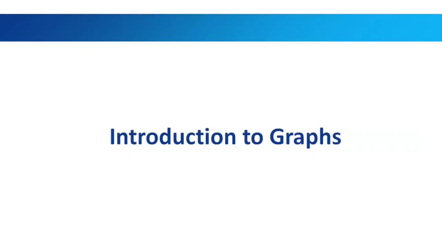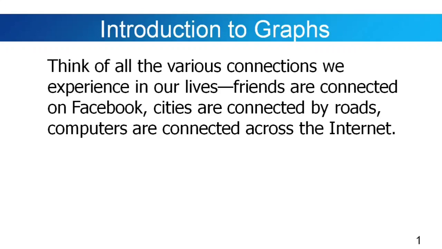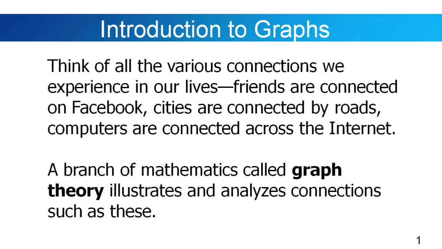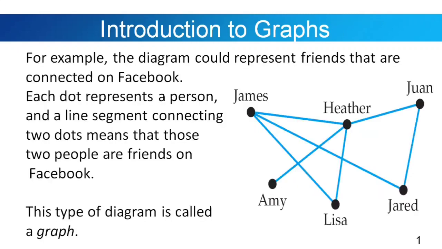Introduction to graphs. Think of all the various connections we experience in our lives. For instance, friends are connected on Facebook, cities are connected by roads, computers are connected across the internet. A branch of mathematics called graph theory illustrates and analyzes connections such as these. For example, the diagram could represent friends that are connected on Facebook. Each dot represents a person, and a line segment connecting 2 dots means that those 2 people are friends on Facebook. This type of diagram is called a graph.